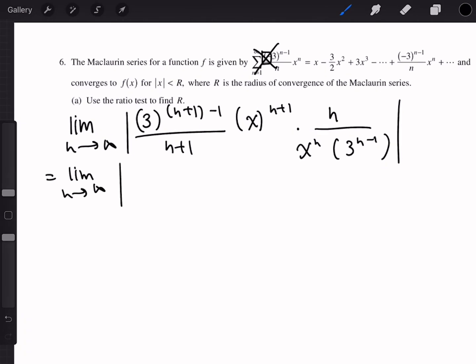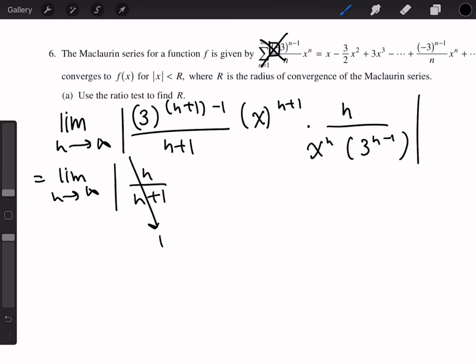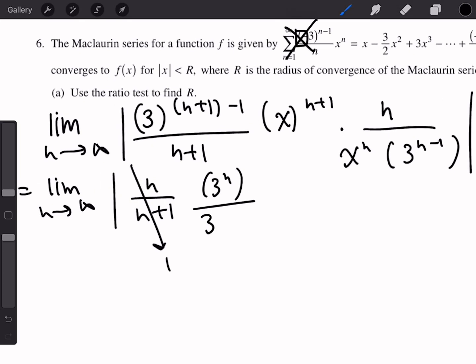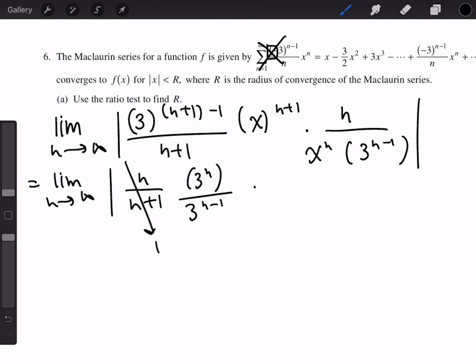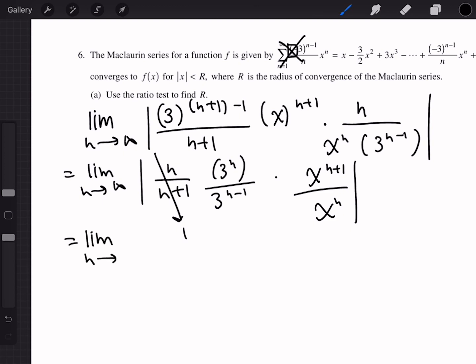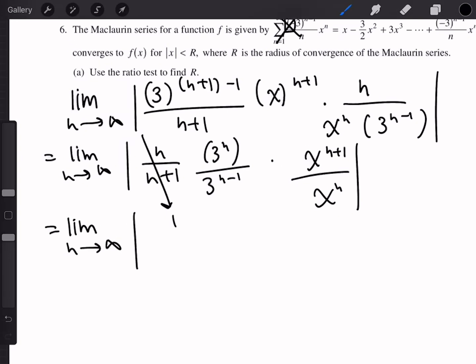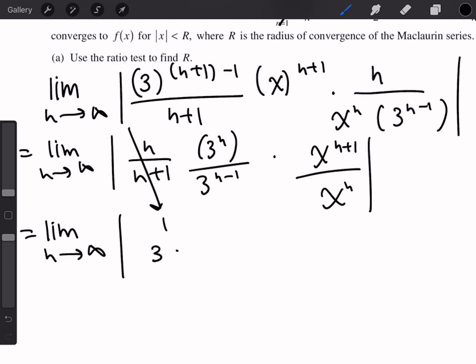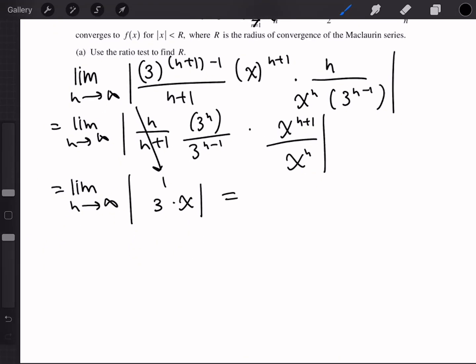From our setup, we can begin to simplify. In a limit, n over n plus 1 goes to 1 due to L'Hopital's. 3 to the n over 3 to the n minus 1 goes to 1/3 to the negative 1, which is just 3. And using our power rules, x to the n plus 1 over x to the n leaves us with just x. Therefore, the limit is 3 times x in absolute value.